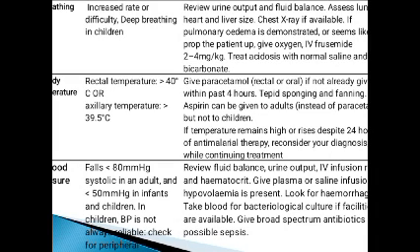Appropriate action: review fluid balance, urine output, IV infusion, and hematocrit. Give plasma or saline infusion if hypovolemia is present. Look for hemorrhage. Take blood for bacteriological culture if facilities are available. Give broad spectrum antibiotics for possible sepsis.